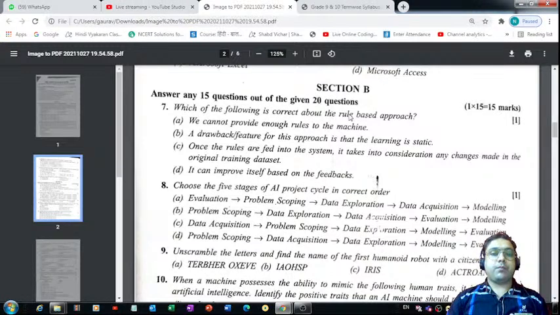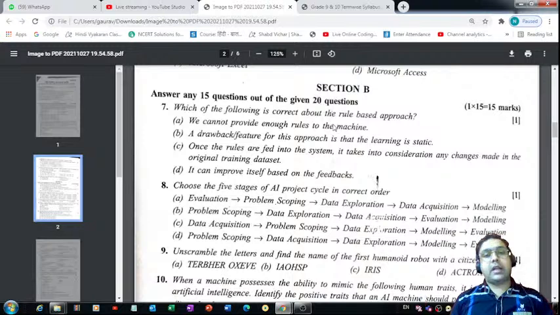So what happens in rule-based approach? We have some predefined rules. We have the data which we acquire from the data acquisition stage, and after that we combine them together and put it into the machine for training it. Right. Unlike rule-based approach, in learning-based approach, what happens? We have the data with us, but we do not have the rules.